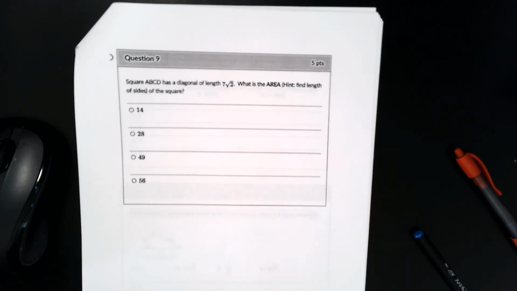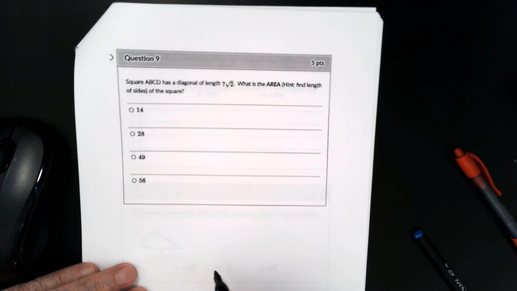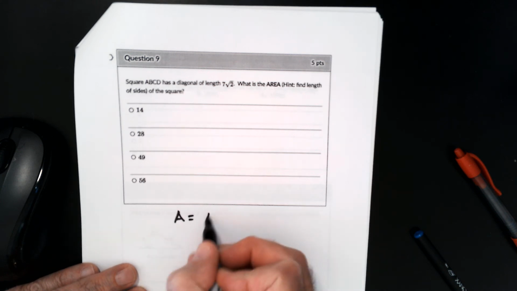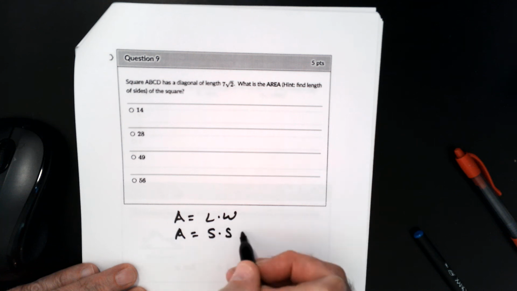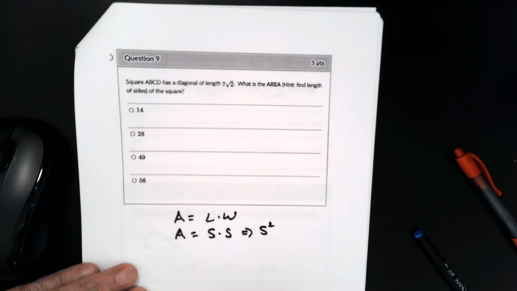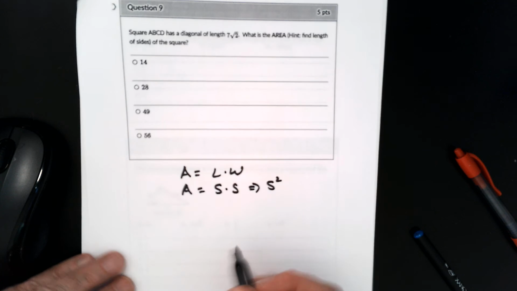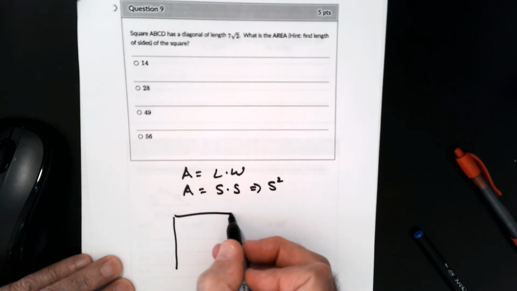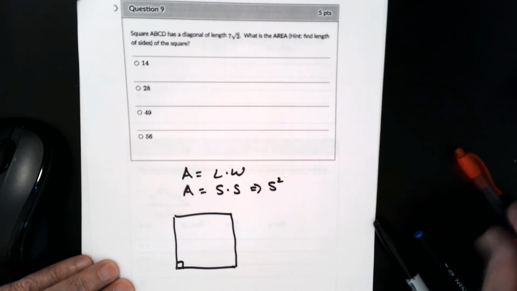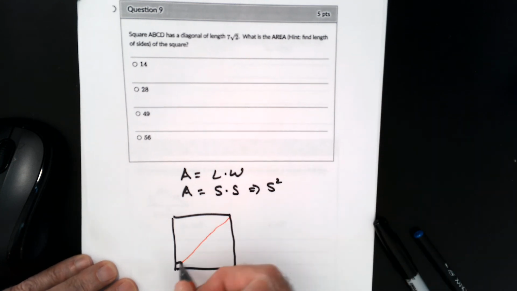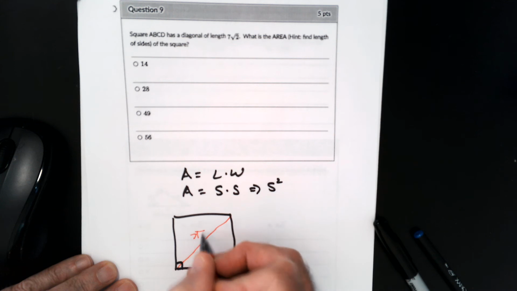All right, so we got square ABCD has a diagonal length of that. What is the area? Okay, well, let's remember, area is length times width, but because this is a square, it's going to be side times side, or we could say side squared, but we'll get to that in a minute. So let's draw us a square. And it has a diagonal length of 7 square roots of 2.